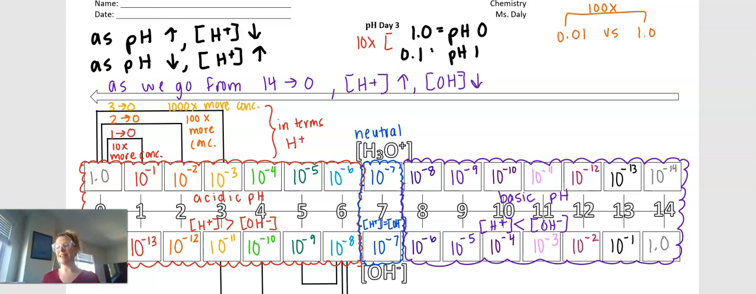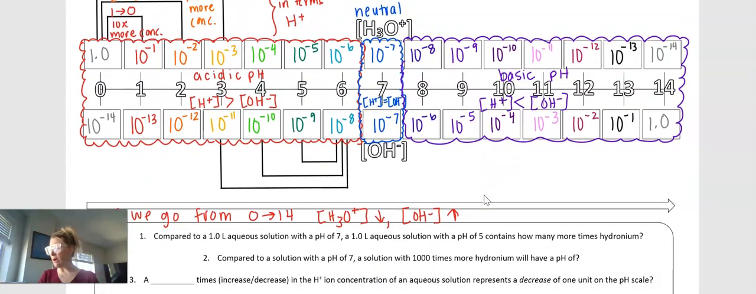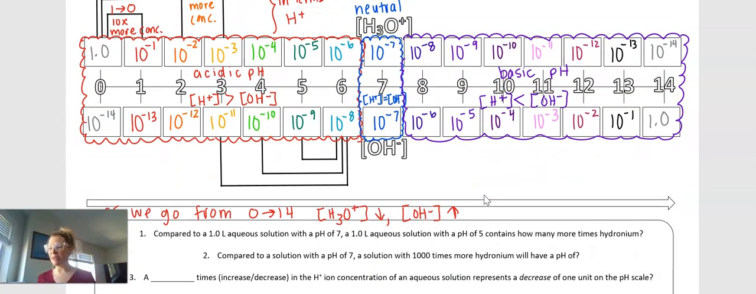Okay. So again, if we're talking about going from 3 to 0, the pH of 0 is 1,000 times more concentrated than the pH of 3. If the pH of 2 to 0, the pH of 0 is 100 times more concentrated than the pH of 2. If I'm talking about a pH of 1 to 0, the 0 is 10 times more concentrated than the pH of 1. All right, now let's talk about going the opposite direction.